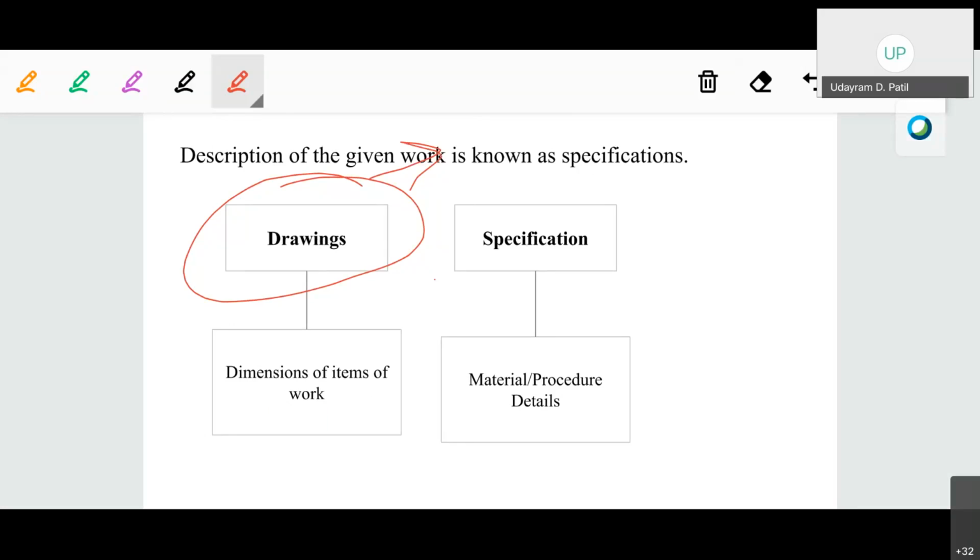Suppose I have a developed plan; I will know the details. We have already calculated the quantity of the various items of the work. The quantities of that particular items of the work I will get from the drawings of the various items of the work.